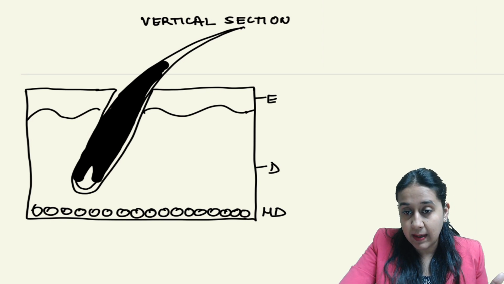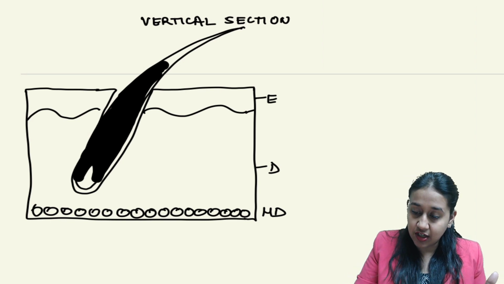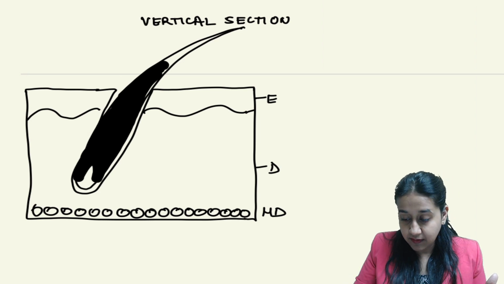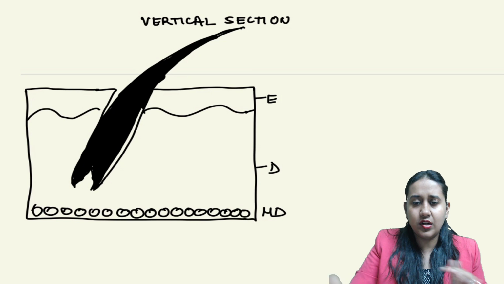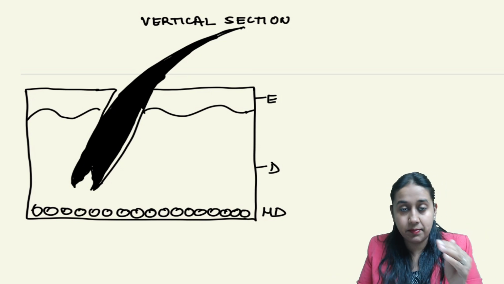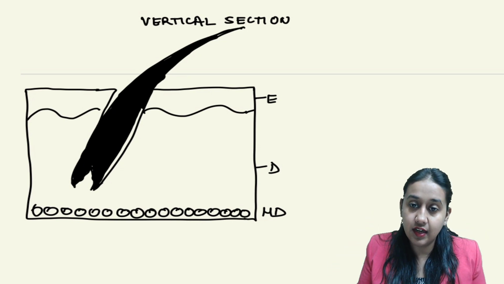What is the function of the hair papilla? The important function is that it helps in the nutrient supply of the hair. Whatever nutrition, blood, is given to the hair, it is through this lower part which is known as hair papilla.